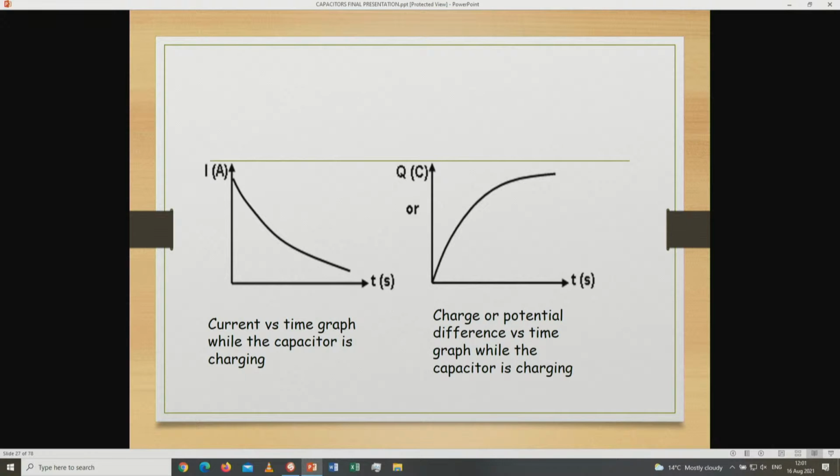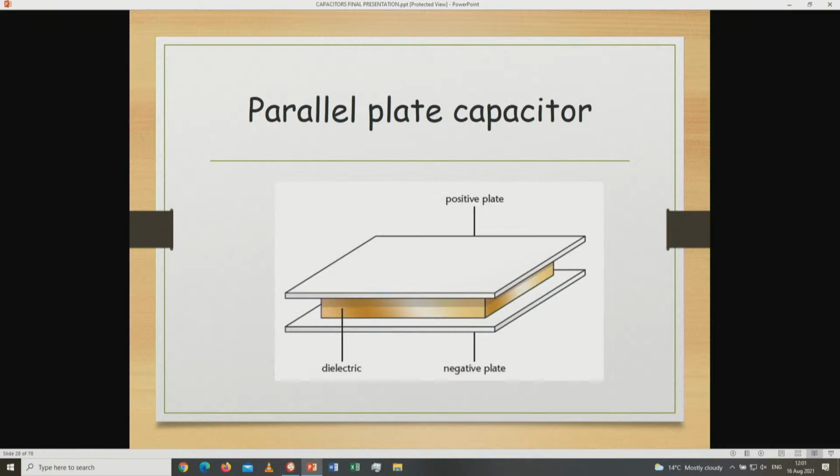Then the relationship between charge, or potential difference, versus time while the capacitor is charging. Remember, initially there is no charge, and as time goes on the charge increases until the current is zero. Right, these are the two graphs indicating the relationship of current versus time and charge versus time. Now these are the parallel plates and the capacitor. You have seen this before.